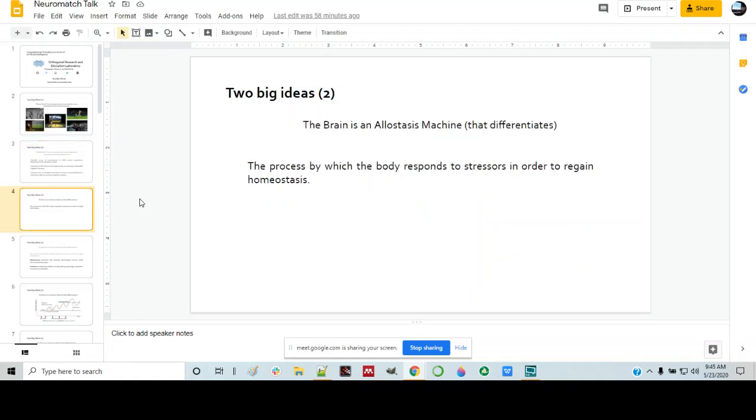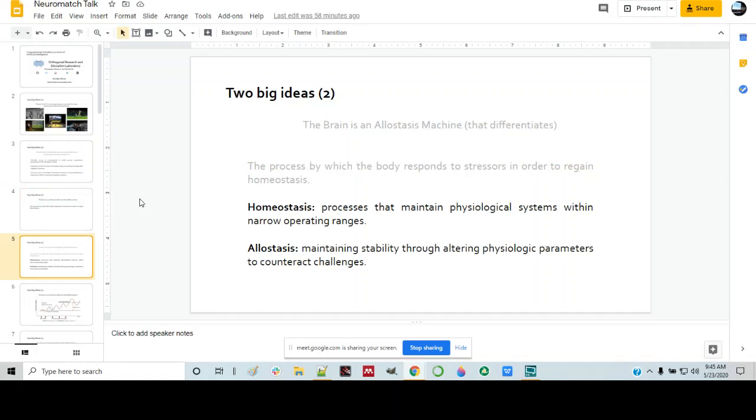That brings us to our second big idea, which is that the brain is an allostasis machine that differentiates. What do I mean by that? Allostasis can be defined as the process by which the body responds to stressors in order to regain homeostasis.